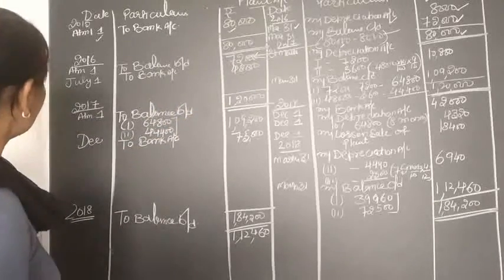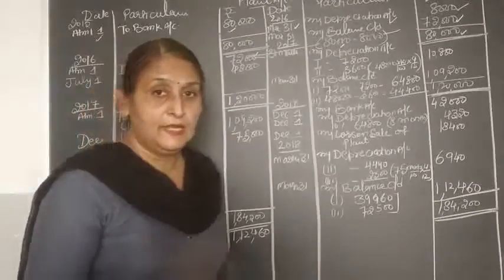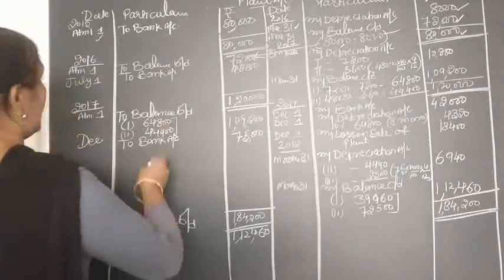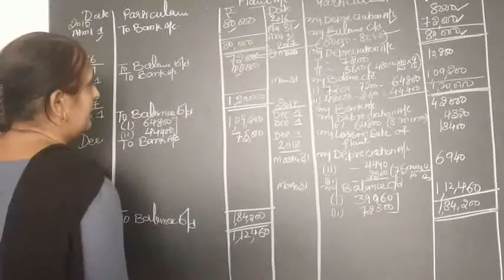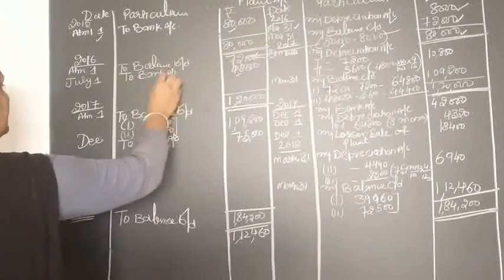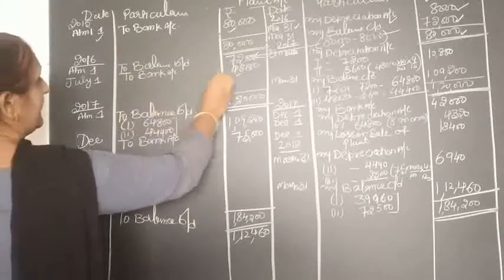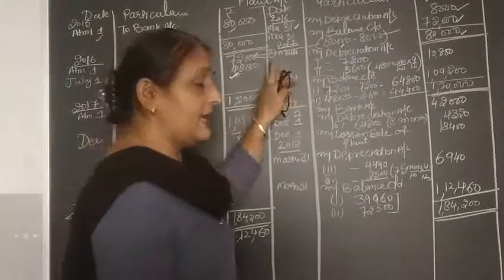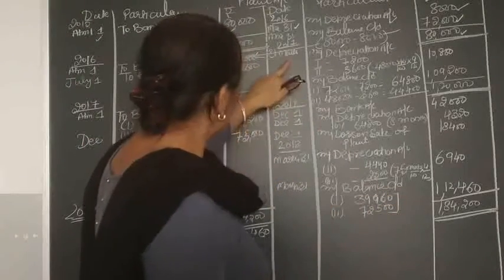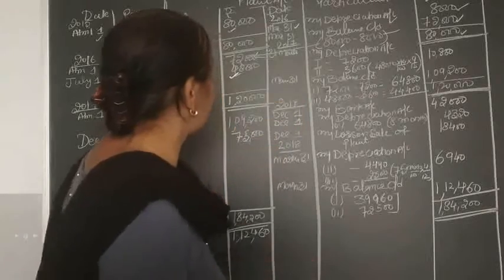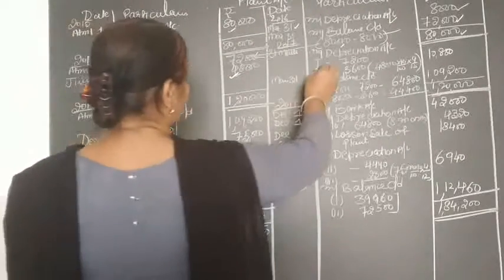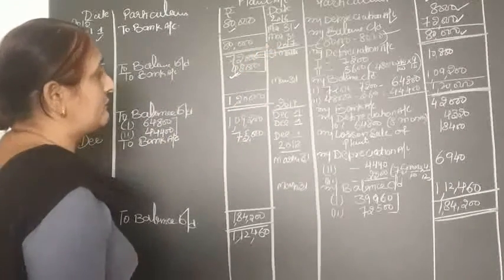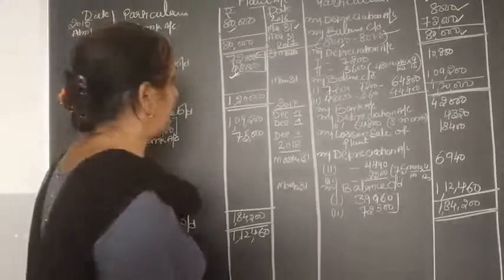Then on July 1, 2016, the company purchased another plant with rupees 48,000. Then we enter the purchase on the debit side, July 1 to bank account 48,000. Then at the end of the second year, the second year accounts are closed on 31st March 2017. So on 31st March, depreciation will be provided on both of the machinery at the rate of 10% per annum, diminishing balance method.